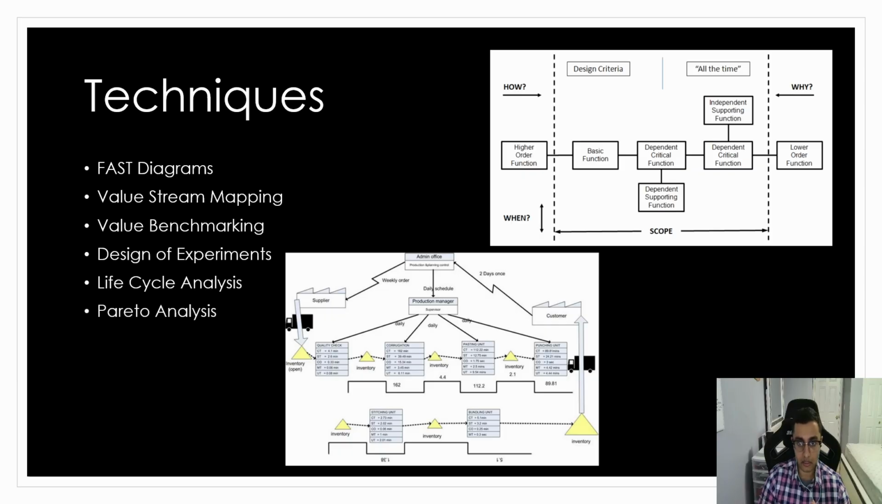The last technique is a Pareto analysis. Pareto analysis looks at a small component or group that has a disproportionately large effect on the overall project, and seeks to see why that is the case. It is the job of the value engineers to use all of these tools in order to help cut down on waste inside of the project.